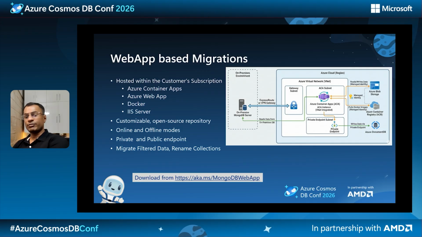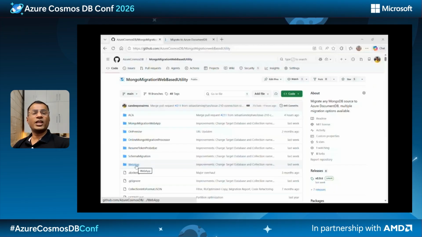Let's also look at a small demo of the web app in action now. And remember that you can download the web app from AKMS MongoDB web app. So here is my web app, and this is the GitHub repo I spoke about. There is a folder for ACA where you will find the steps for the ACA deployment. The web app folder has the steps for deploying it as an Azure web app, and on-premise has the steps for deploying it on IaaS.